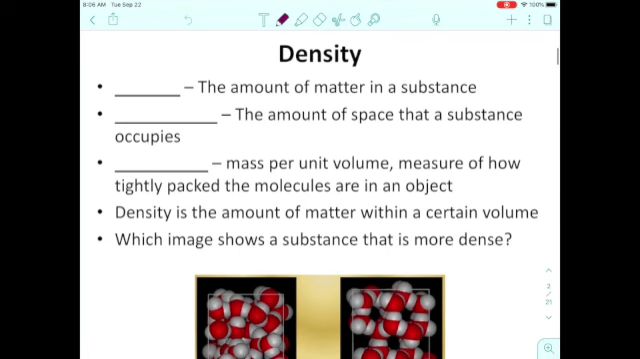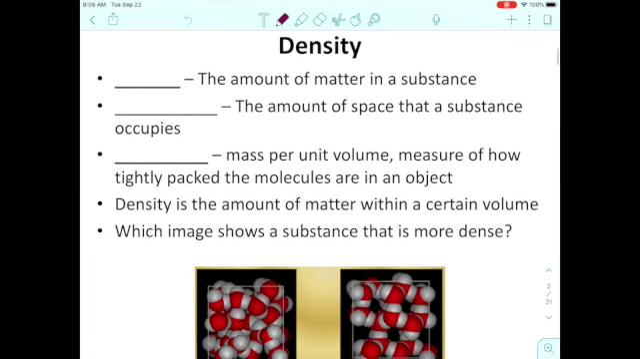So first couple of questions here. We've got to fill in some terms. The amount of matter in a substance, that would be mass. The amount of space that a substance occupies, so space, that's going to be volume. And mass per unit volume, a measure of how tightly packed the molecules are in an object, that is density. None of these terms should be new to you. We learned them all when we learned about properties of matter.